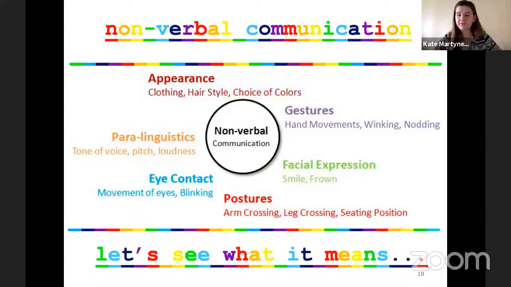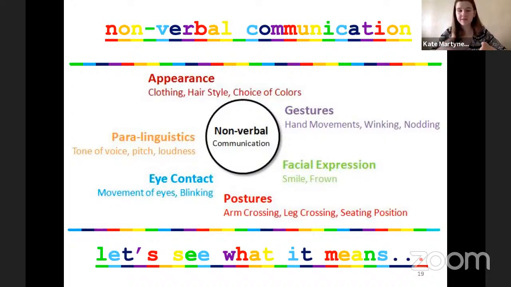Then facial expression. We can smile, frown with our face, we can show different emotions. Only our face shows it. Then if we talk about postures, maybe not how we move our body, but how we put our body. Arm crossing is usually the posture of defense, like we don't want to talk to someone or we're angry. So it's really interesting how we stay, how we move our body. Leg crossing, sitting position, so different kinds.